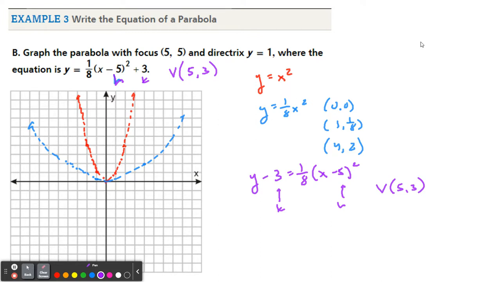Okay, so now I'm going to take this and go to the right 5: 1, 2, 3, 4, 5, and up 3: 1, 2, 3. And now I'm going to take the points. So this point right here and go 1, 2, 3, 4, 5, 1, 2, 3. And take the point 4, 2 and go 1, 2, 3, 4, 5, 1, 2. So there's the right-hand side of my answer.